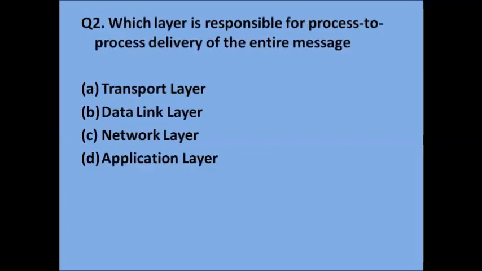Now the next question is, which layer is responsible for process to process delivery of the entire message? There are four options: transport layer, data link layer, network layer, and application layer. So the correct answer is A, transport layer. Transport layer is responsible for process to process delivery of the entire message.